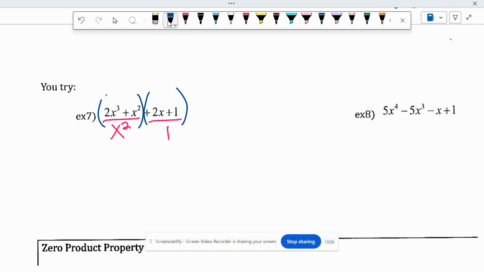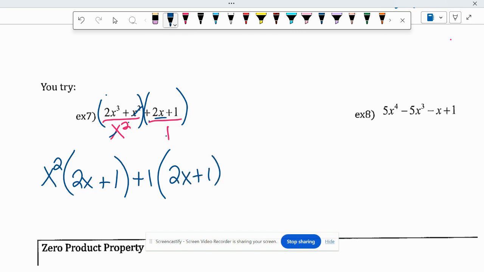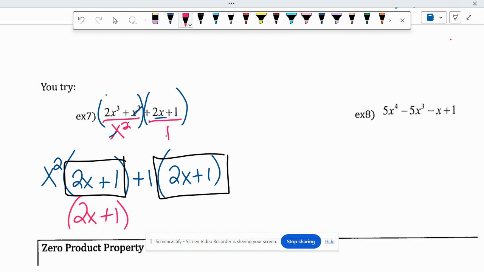So when I look at my first group, I pull out my x squared. 2x cubed divided by x squared is 2x. And x squared divided by x squared is 1. In my second grouping, I'm taking out a 1, and it's a positive 1. And that just leaves me with exactly what I had, 2x plus 1. Because remember, we're looking for a copycat. You have to have a copycat to factor by grouping. So the copycat, the repeated factor, 2x plus 1. And then you have 2 terms that are left over to make your second binomial, x squared plus 1.